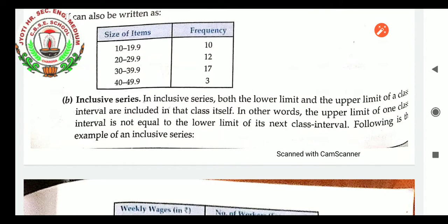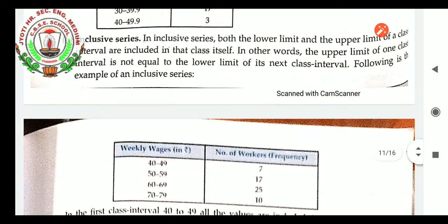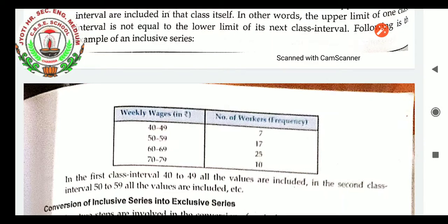Inclusive series: it is that series in which both the limits, lower limit and upper limit, of a class interval are included in that class itself. In other words, the upper limit of one class interval is not equal to the lower limit of the next class. There is a difference between the upper limit of the first class and the lower limit of the second class. That series is known as an inclusive series. You can see this series: 40 to 49 is there.